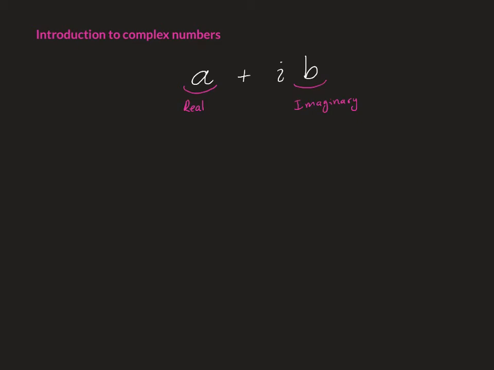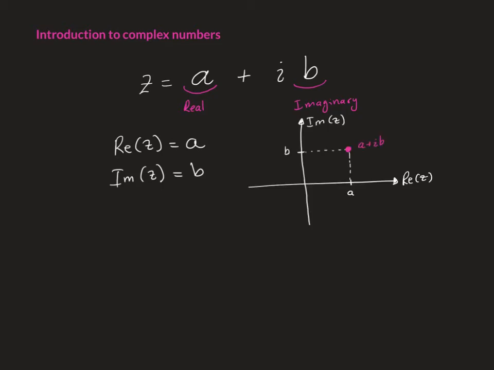We have been using the letters x, y, a, b to represent real numbers. We are going to use the letter z to represent complex numbers most of the time. So we are going to say the real part of z is the number a, and the imaginary part of z is the number b. Graphically, we can represent this number z as a coordinate pair, as we would with a regular xy coordinate.